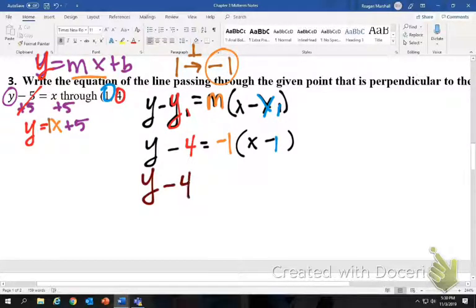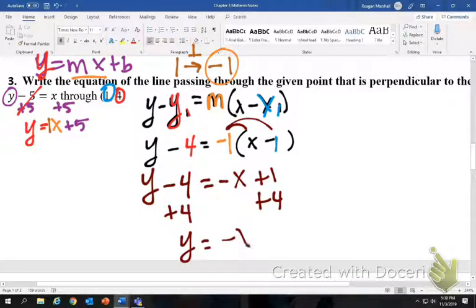So we're going to distribute. -1 times x is -1x. We don't normally write 1x, so I'm just going to write -x. -1 times -1 is +1. Finish the problem by adding 4. Y equals -x plus 5.